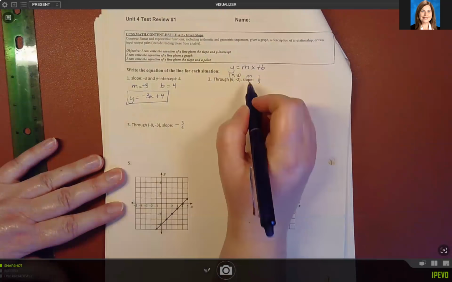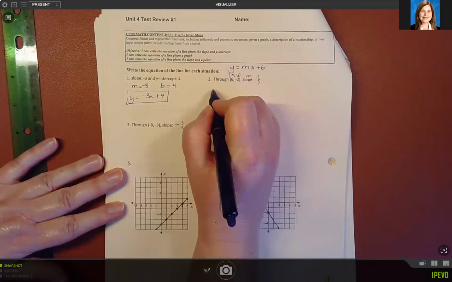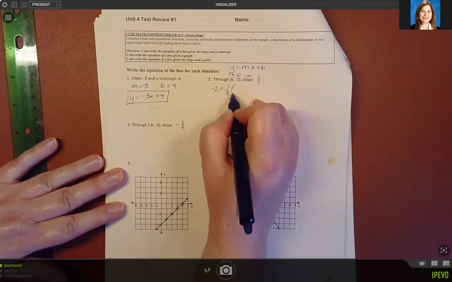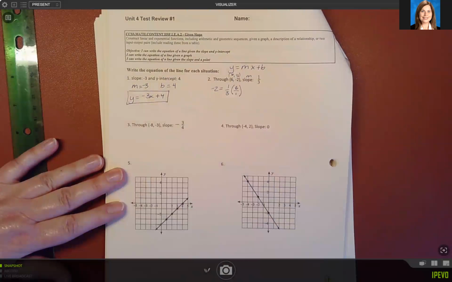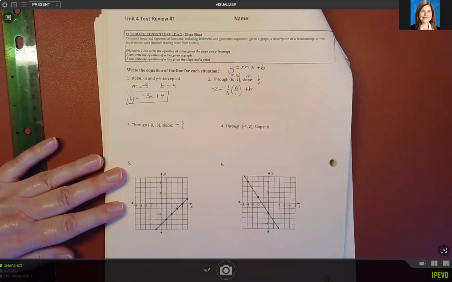So instead of saying y equals mx plus b, we will say -2 equals, instead of m, we will substitute in 1/3. Instead of x, we'll write 6. And because I know I'm working with fractions, I'll go ahead and write that as 6/1 plus b. And that's enough information for me to calculate b.